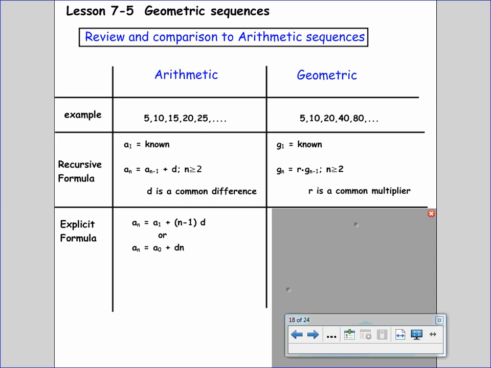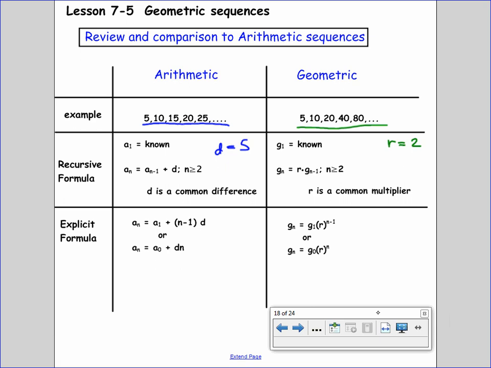Just like before, where D is the common difference, we go up or down D units from term to term. R is the common multiplier. We multiply by some number R from term to term. Braden already identified correctly that in this top sequence, R was 2 because we multiplied by 2. So in the top one, R was 2 versus in the arithmetic sequence, D was 5.